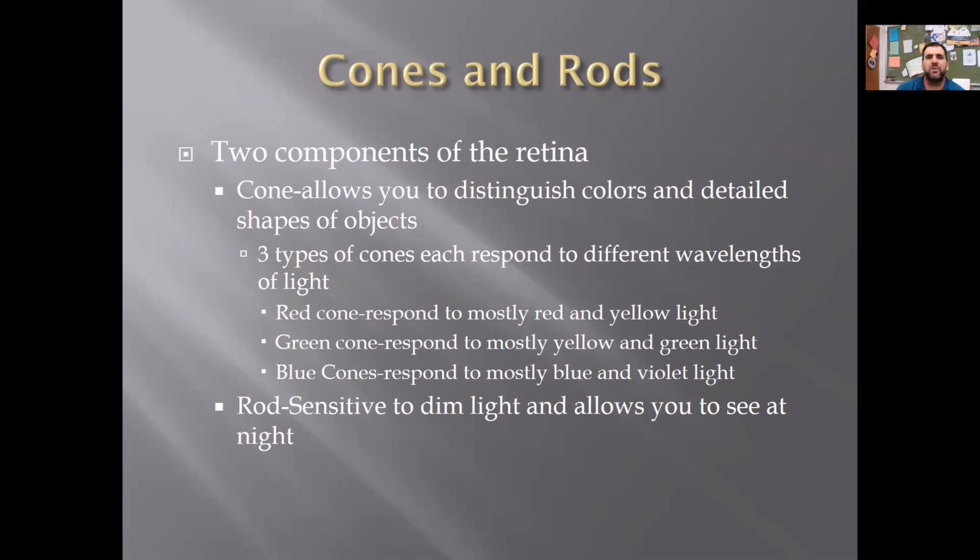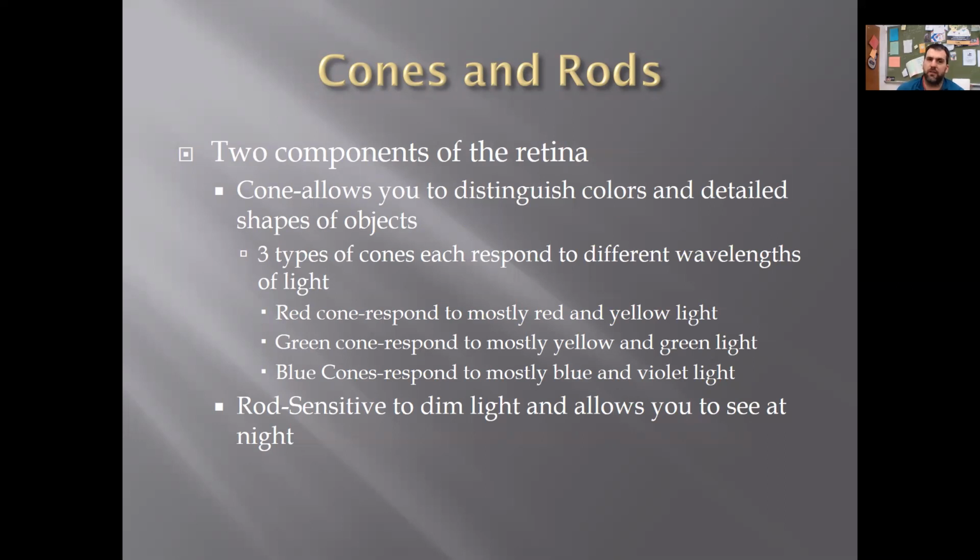Cone cells allow you to distinguish different colors and detailed colors. There are three cones, and each cone responds to different wavelengths of light. These are also called S, M, and L cones. Red cones would be the short wavelength cones. They respond mostly to red and yellow light, our shorter wavelengths of light. Green cones are also called our M cones. They respond mostly to yellow and green light, the middle of the ROYGBIV. And blue cones would be the end of it, the blue and violet of the colors of the rainbow. So blue would be the long cones, and they respond to that.